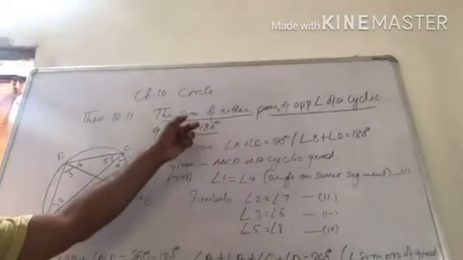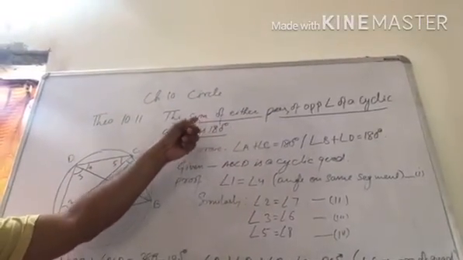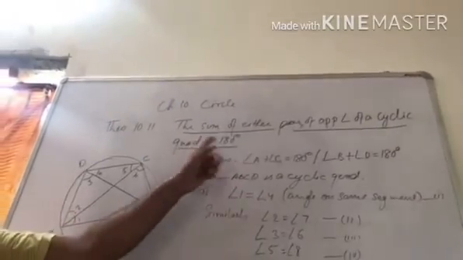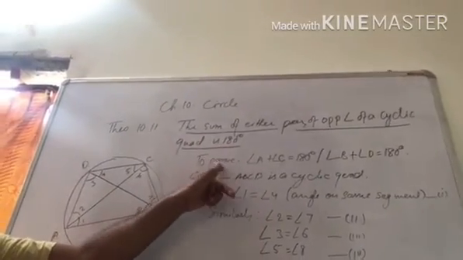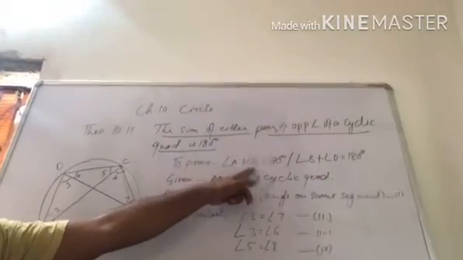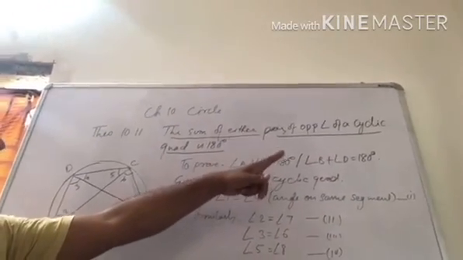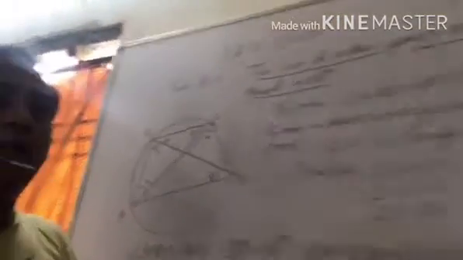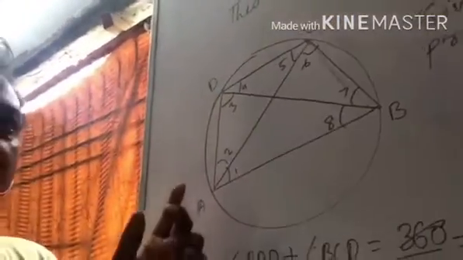Now see, theorem 10.11 says the sum of either pair of opposite angles of a cyclic quadrilateral is 180 degrees. We have to prove angle A plus angle C is equal to 180 degrees and angle B plus angle D is equal to 180 degrees. Now let us see the figure.